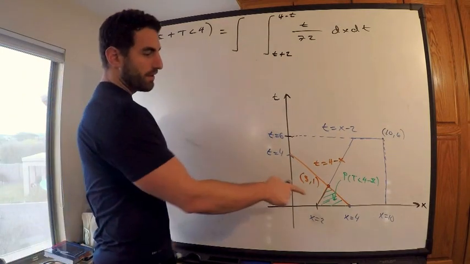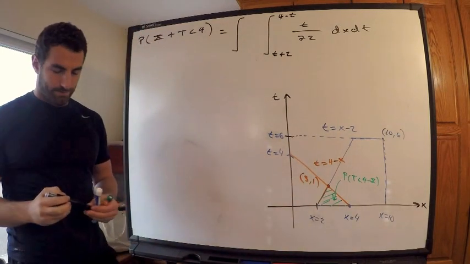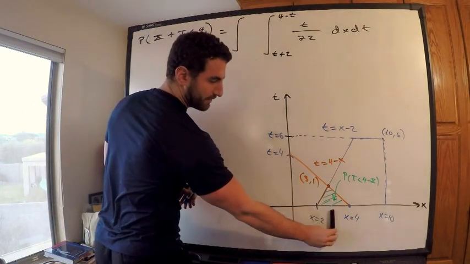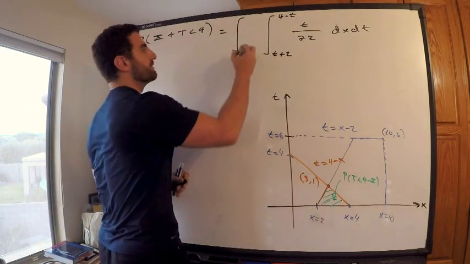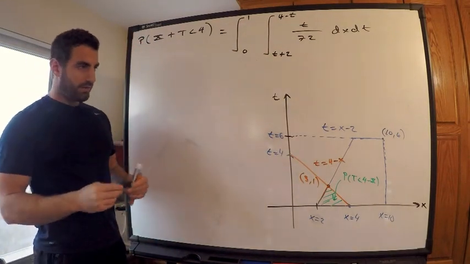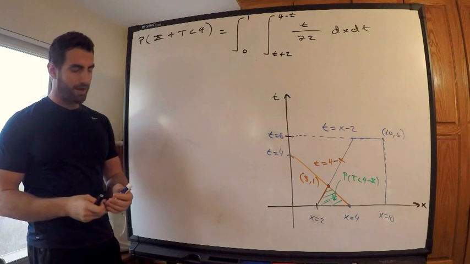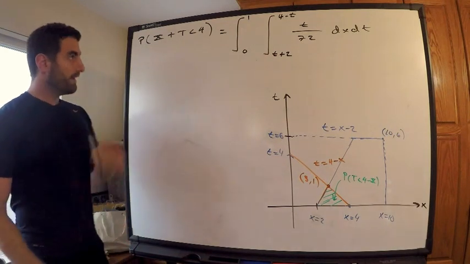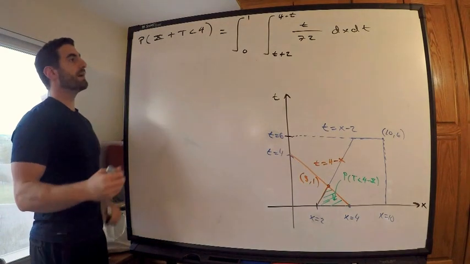What is the bound of integration on t? These are constant bounds of integration. The smallest value of t is 0. The largest is 1. So this goes from 0 to 1. Now we've reduced this problem to just a Calc 3 problem. Multivariable calculus. You don't need to know anything about probability from here. And let's just compute this. It's not going to be too bad.